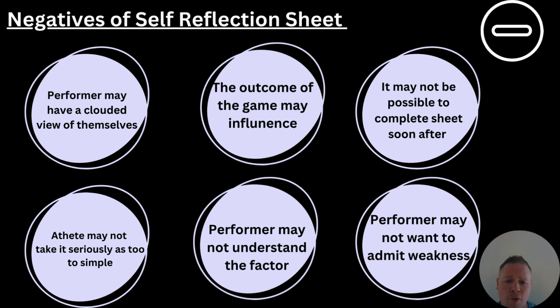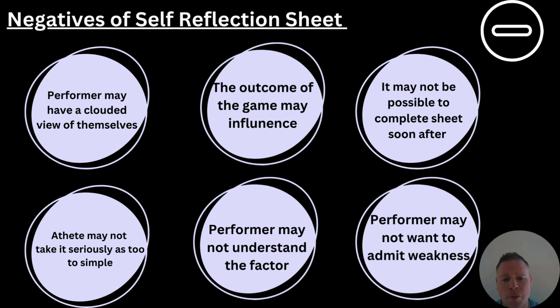Next, the performer may not understand the factor, so they're being asked questions about their mental toughness. Mental toughness might not be a phrase or a factor that everyone's totally comfortable with or has a good understanding of. So if you don't know what to do, well, guess what? People are going to guess in that instance. So when they guess, again, they might be putting it really harsh or they might be being very favourable to themselves without actually understanding what the factor means. Therefore, the data they've gathered might be invalid or unreliable.